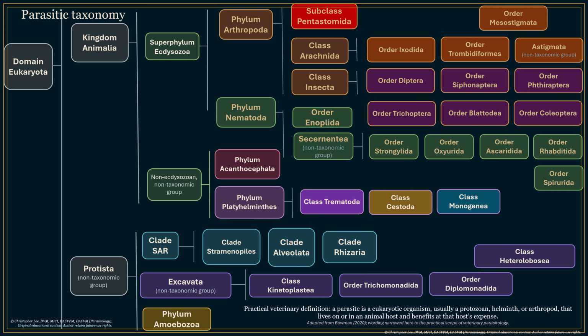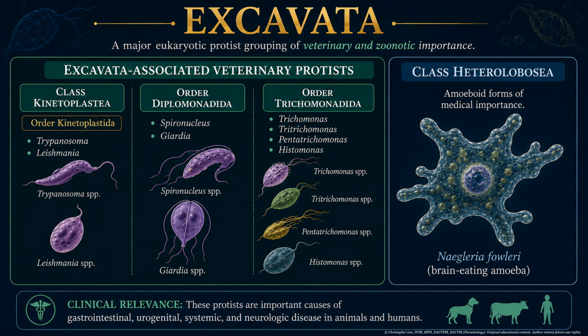At this point, the big map should be starting to look less like a wall of names and more like a working framework. We have built the animal side and started the protist side. Next, we will add 2 more protist groupings that include important veterinary and zoonotic organisms: Excavata-associated protists and Amoebozoa. Another practical protist grouping is Excavata and related lineages. Here we introduce several veterinary and zoonotic groups.